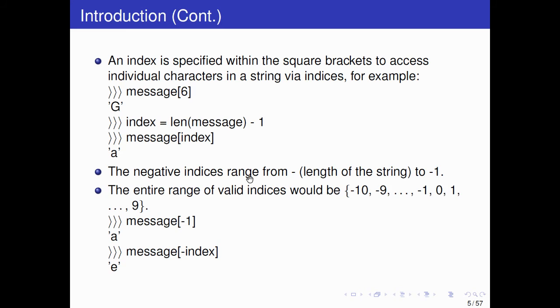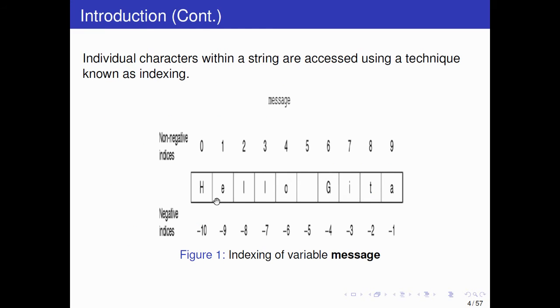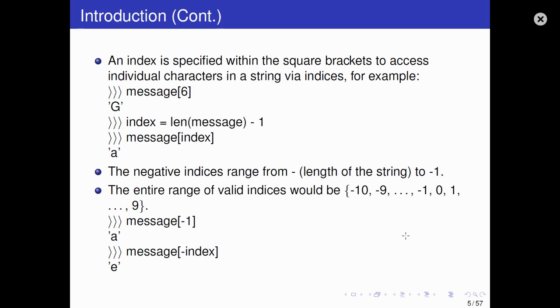Negative indices range from minus length to minus 1. Like you can see in the last slide, the first one is minus of length, minus 10, then adding 1 each time, so the last will be minus 1. The entire range of valid indices would be minus 10, minus 9 up to 0, and 1 to 9. So minus 10 is the first one from the left, and so on. You can use positive indices or negative indices, you just have to know the meaning of that.